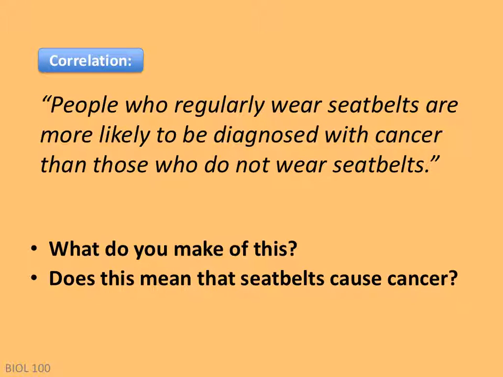People who regularly wear seatbelts are more likely to be diagnosed with cancer than those who do not wear seatbelts. Now, we were talking about correlation between different things. In this case, we would say wearing seatbelts increases the risk of cancer. Doesn't make much sense, does it? But seatbelts are actually correlated with something else as well. And what do you think wearing seatbelts are correlated with?